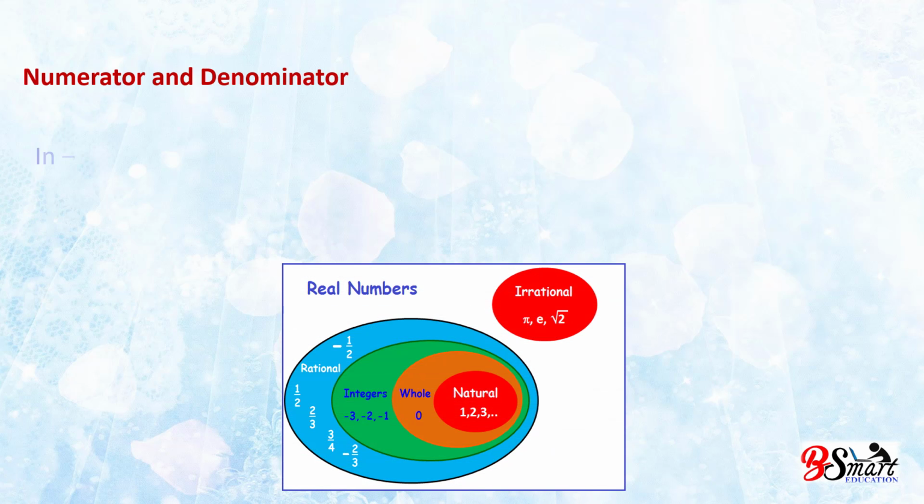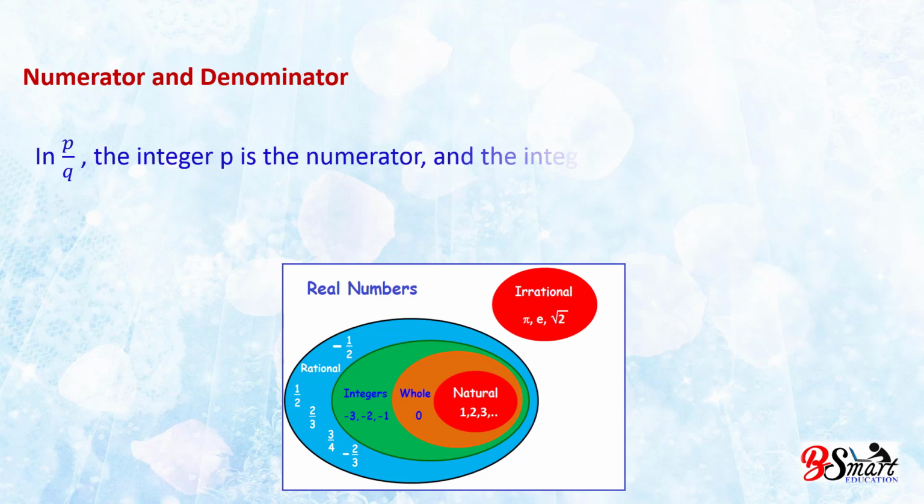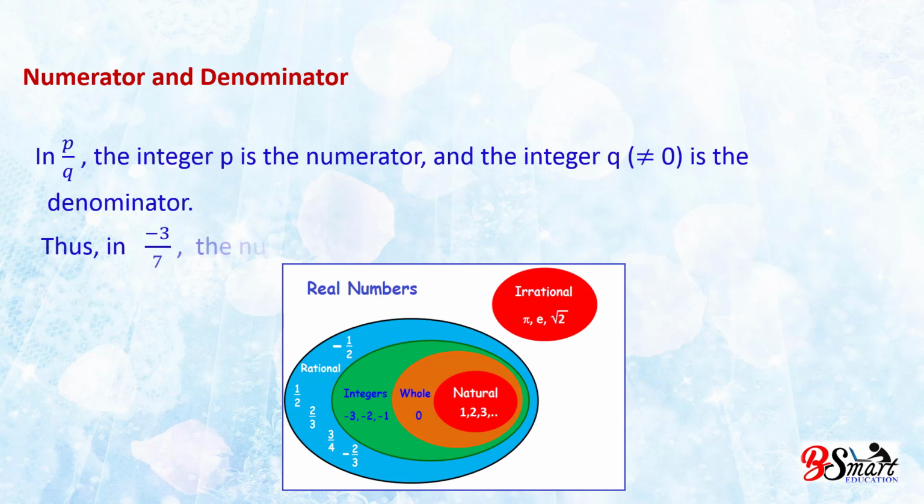Now our next topic is numerator and denominator. In p by q, the integer p is the numerator and the integer q not equal to 0 is the denominator. Thus, in minus 3 by 7, the numerator is minus 3 and the denominator is 7.